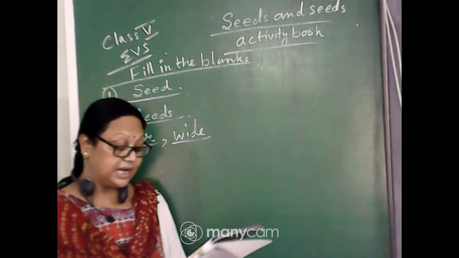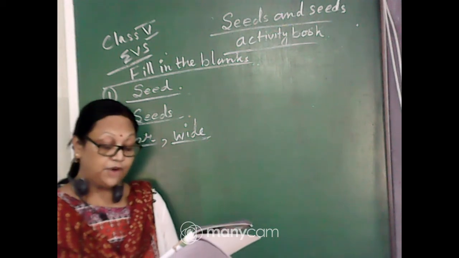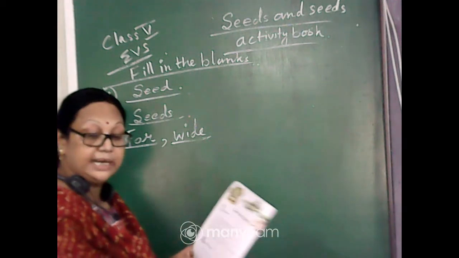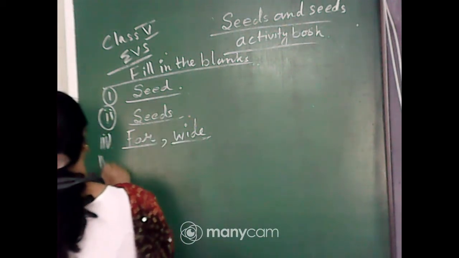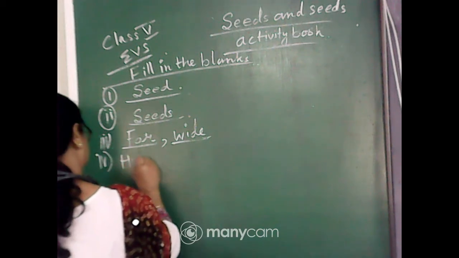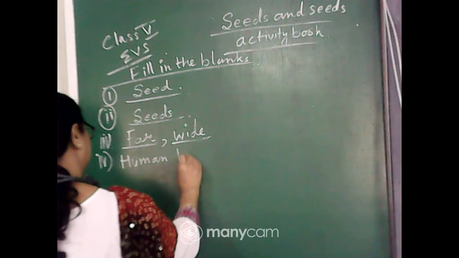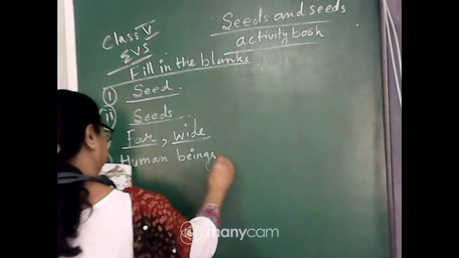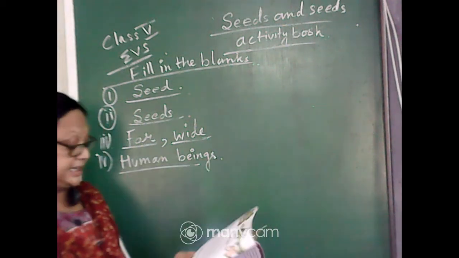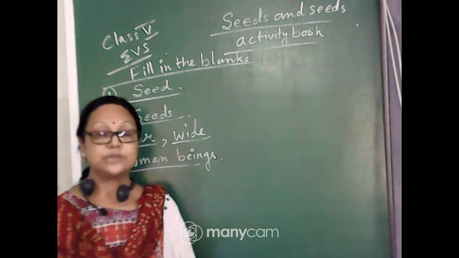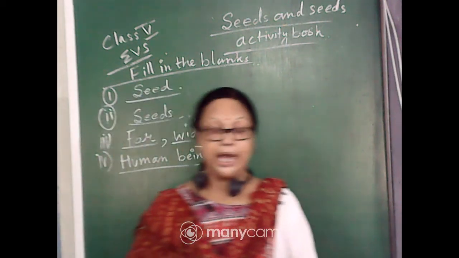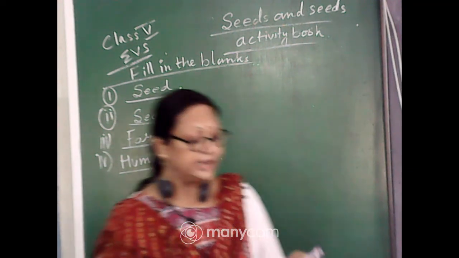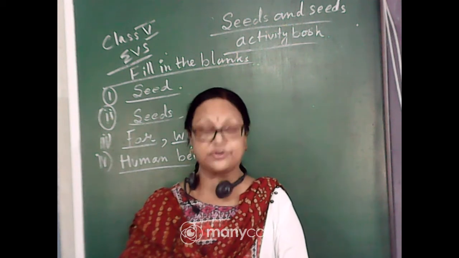Next one is: dash are also help to transfer seeds from one place to another knowingly or unknowingly. So, it should be human beings. So, the fourth one is human beings also help to transfer seeds from one place to another, maybe knowingly or maybe unknowingly.